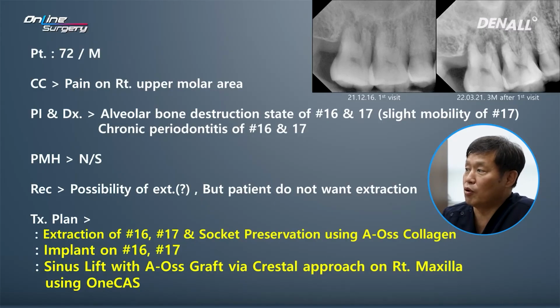Initially, my recommendation was to extract teeth number 16 and 17 due to significant alveolar bone destruction and mobility. In tooth number 17, however, the patient was reluctant to proceed with the extraction, leading to a delay in treatment. Eventually, due to increased pain, the decision was made to extract both teeth.